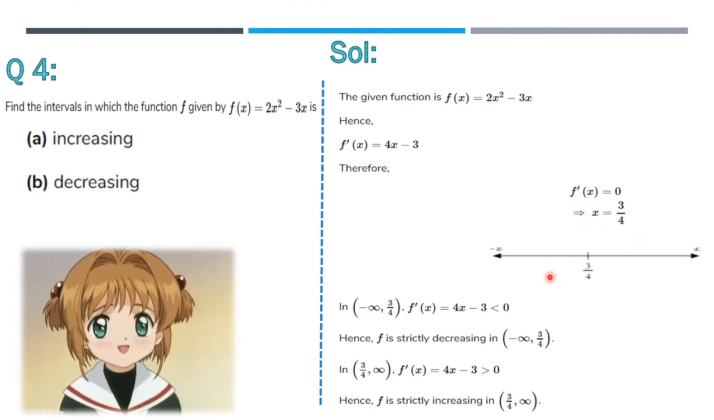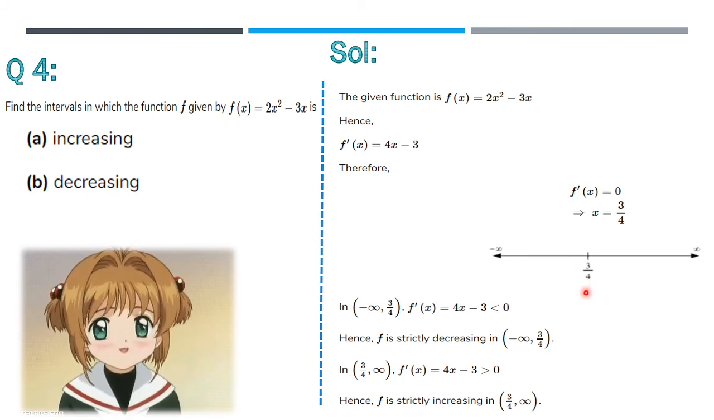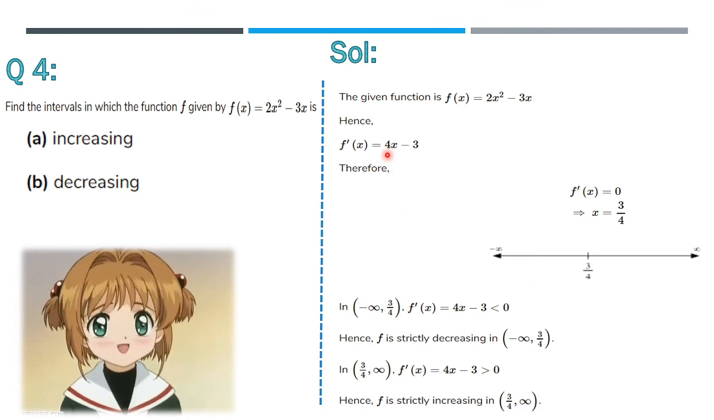Let's plot this critical point on the number line: minus infinity to 3 by 4 and 3 by 4 to infinity. We have got two disjoint intervals. Now let's take any value from the interval minus infinity to 3 by 4. What value can we take here, students? Let's take 0. If we take 0, so 4 into 0 minus 3, we get negative, which is less than 0. So from minus infinity to 3 by 4, the function is strictly decreasing.